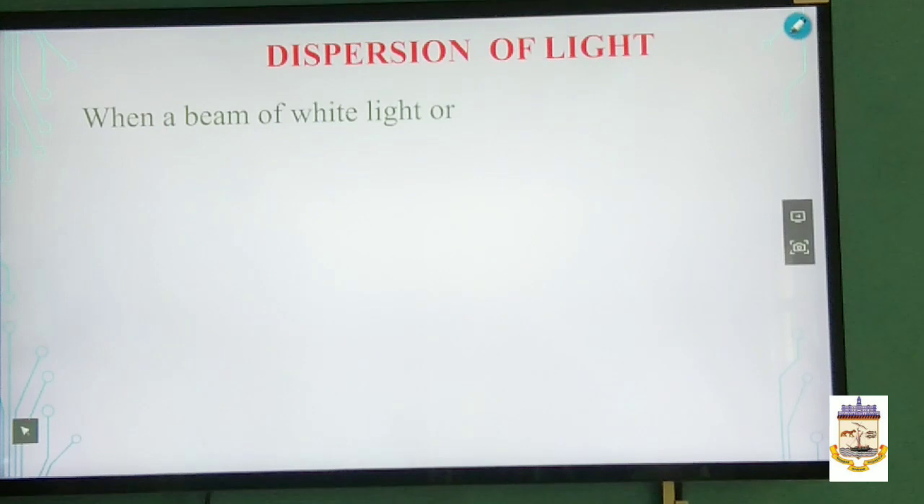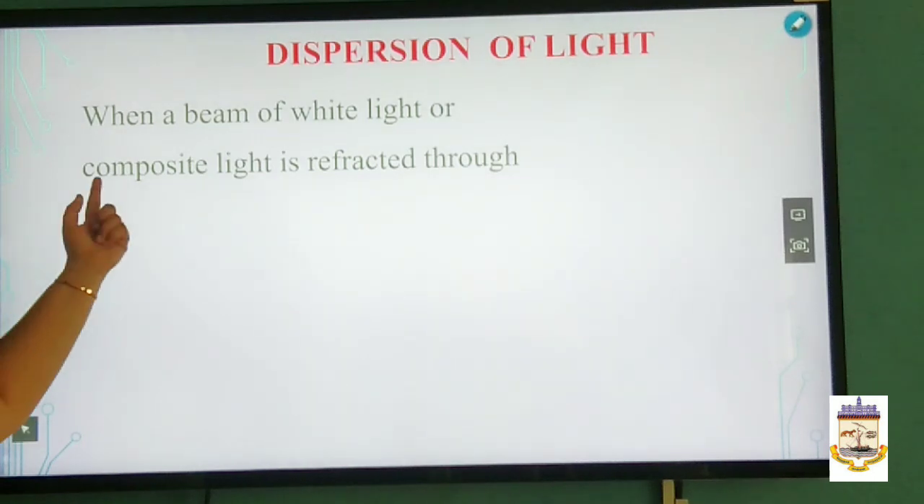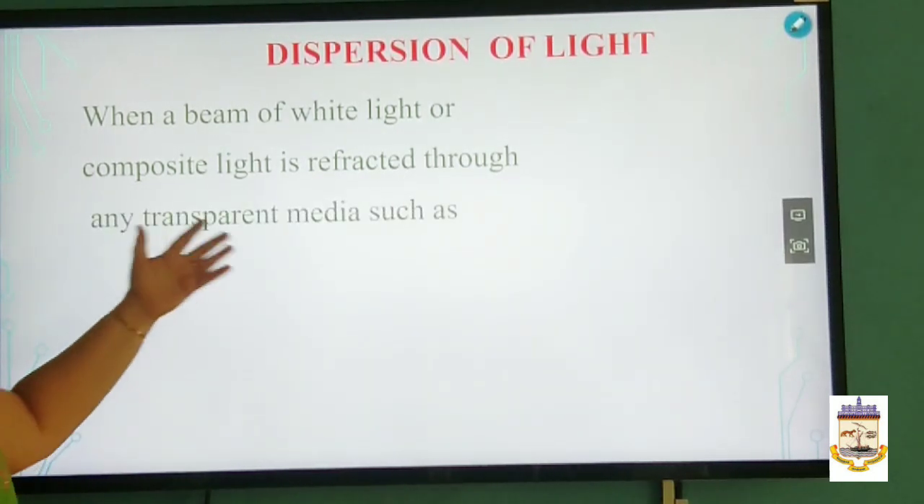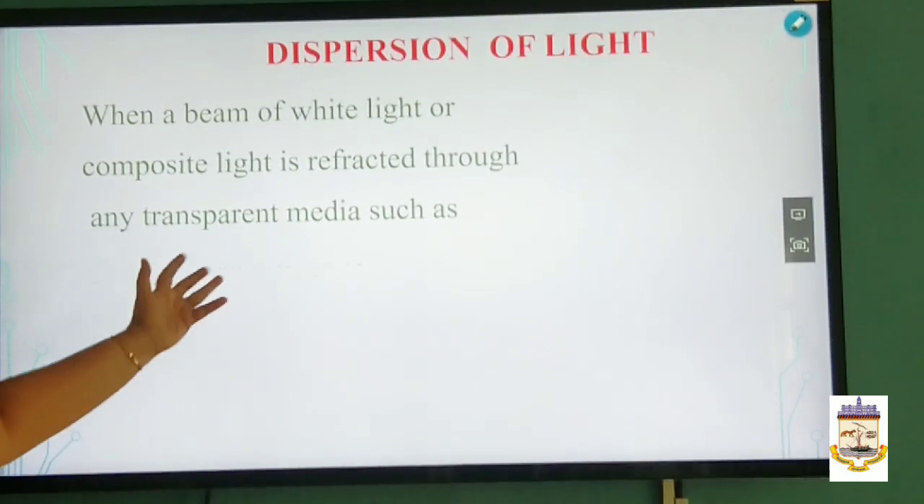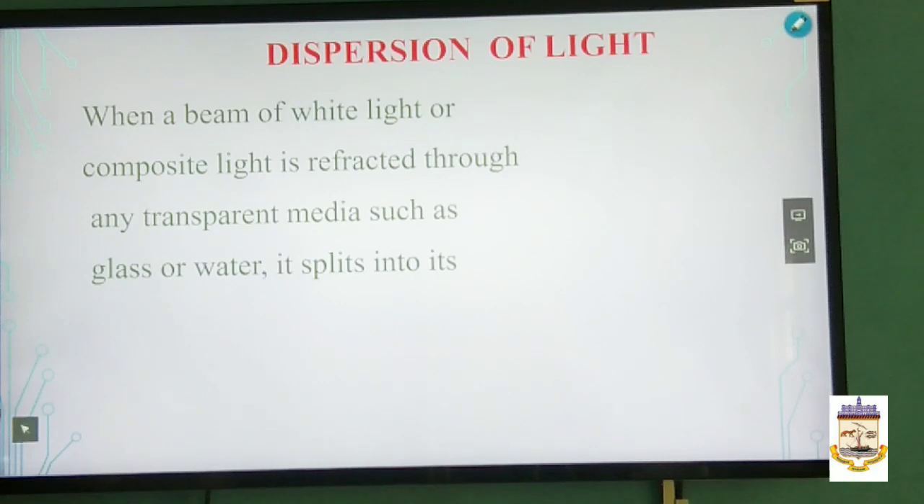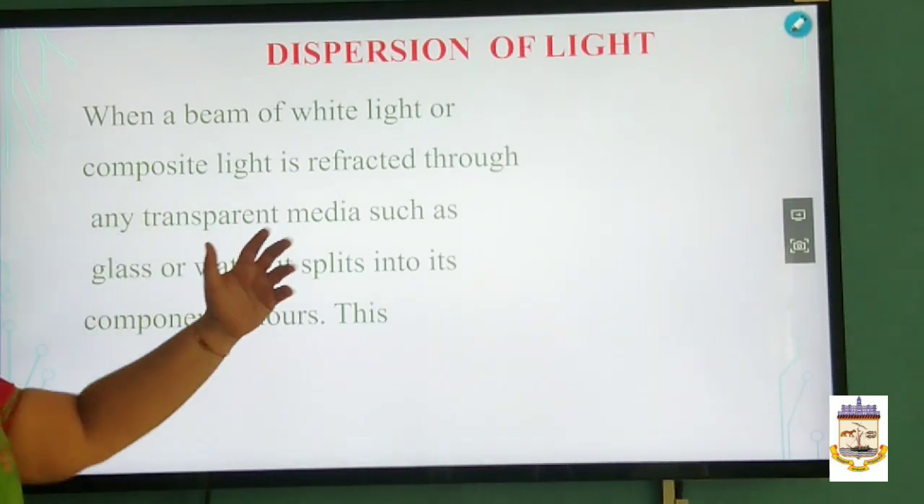Next comes the dispersion of light. What do you mean by dispersion here? When a beam of white light or a composite light is refracted through a transparent media, such as what are the transparent media we have seen so far? Yes, glass, water, air, all these are known as transparent media.